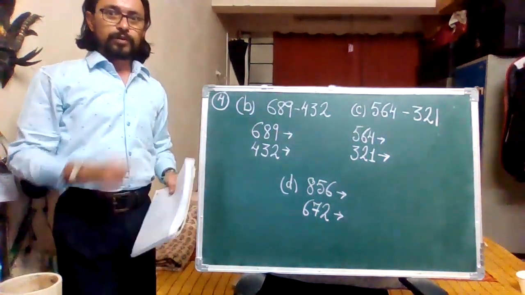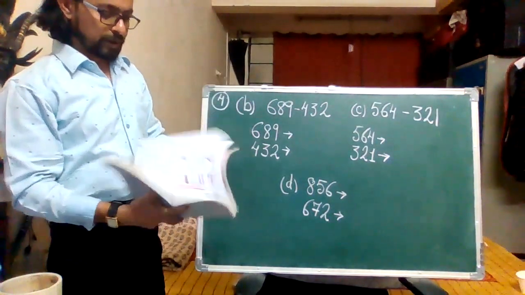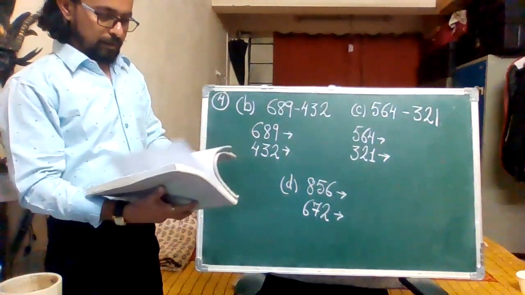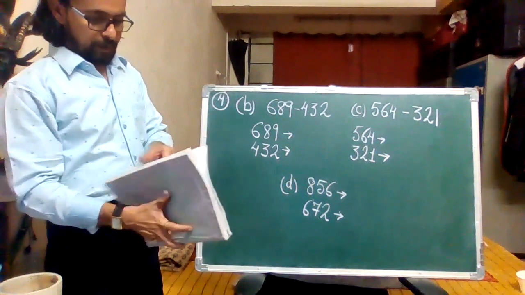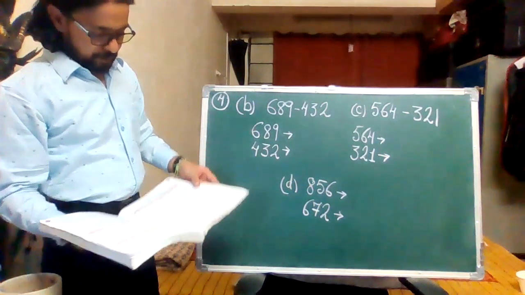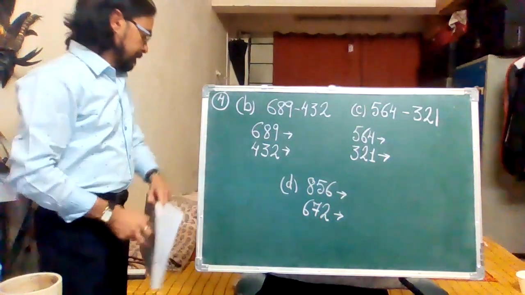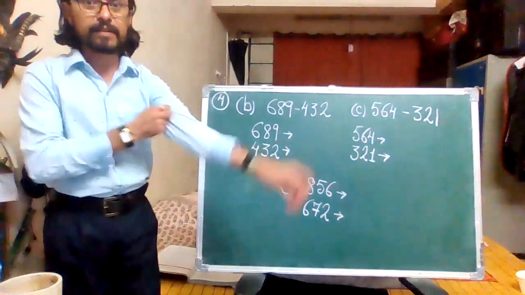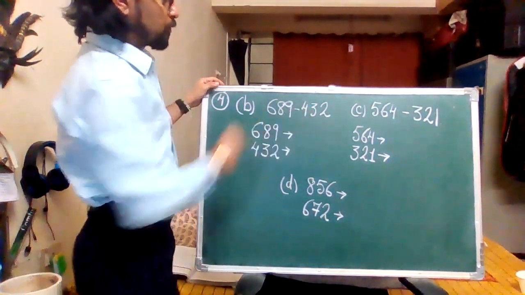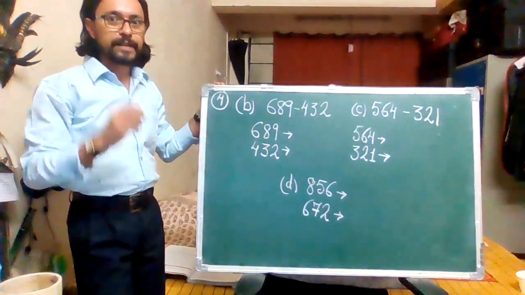So now we move on to the fourth sum. The fourth sum tells us, estimate each of the following differences to the nearest tens. Now I have to find a difference. Difference means subtraction, not addition, subtraction. So 689 subtract 432. And I have to round it off to the nearest tens.